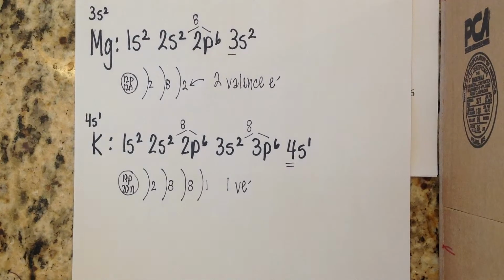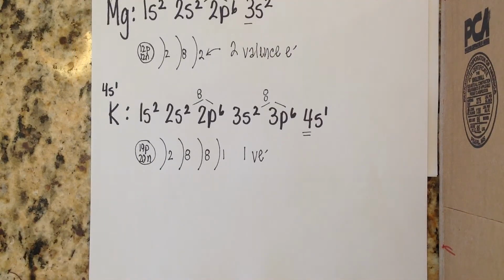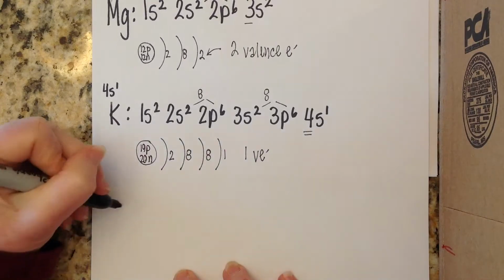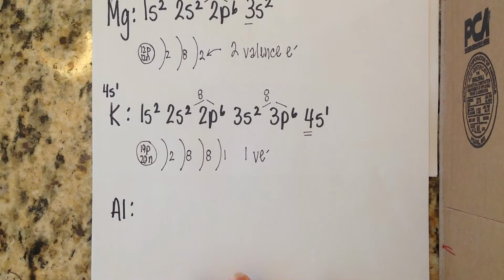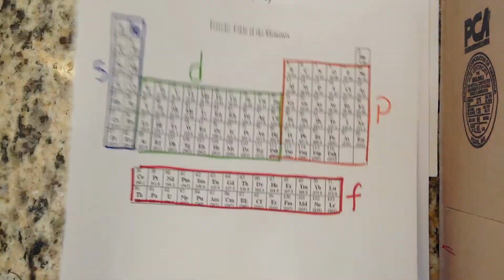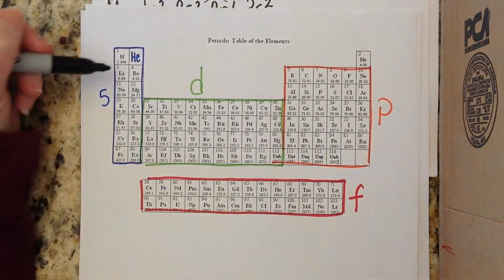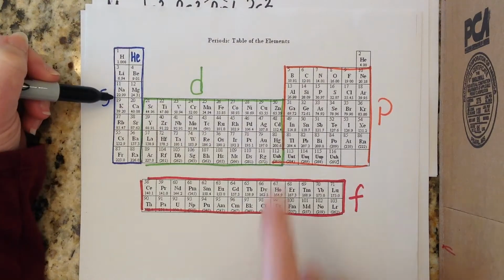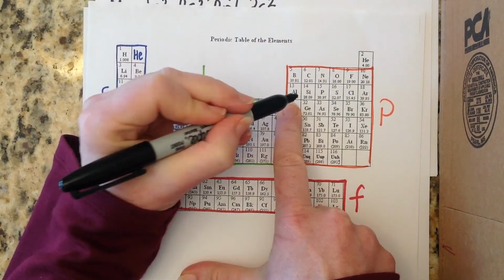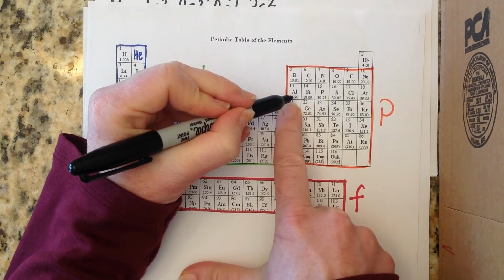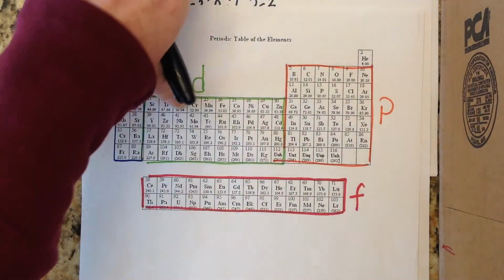So let's look at something in the P block. Let's do aluminum. Now, aluminum's final address is going to be, let's see, 1, 2, 3. So aluminum is on row 3. It's in the P block, and it's the first one. So it's going to be 3p1.